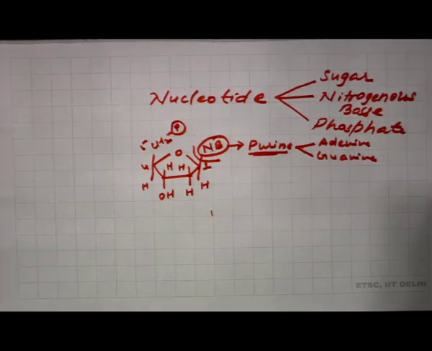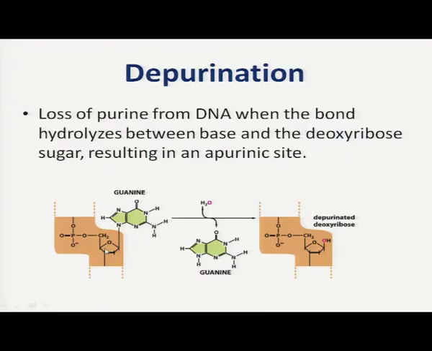You can see in this diagram, this is a guanine nitrogenous base, sugar and phosphate. This guanine has been hydrolyzed with water and removed from the sugar. Now, this nitrogenous base has been removed, and this sequence has only sugar and phosphate. Here at the first number of carbon, there is no nitrogenous base, and this site is called an apurinic site, without any purine nitrogenous base. I hope depurination must be clear to you.